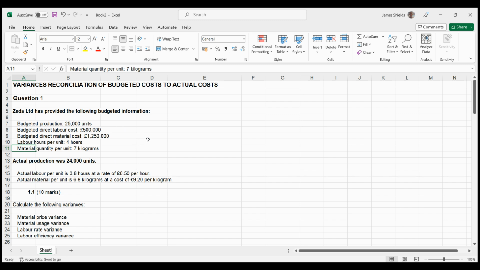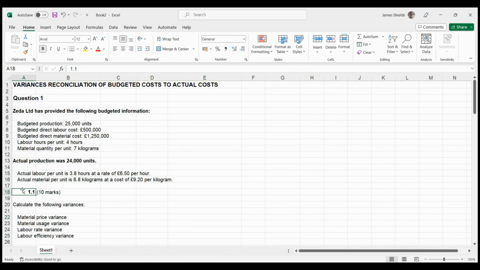Now, they are the budgeted amounts. Now, the actual production was 24,000 units. The actual labour per unit is 3.8 hours at the rate of £6.50 per hour, and the actual material per unit is 6.8 kilograms at a cost of £9.20 per kilogram.